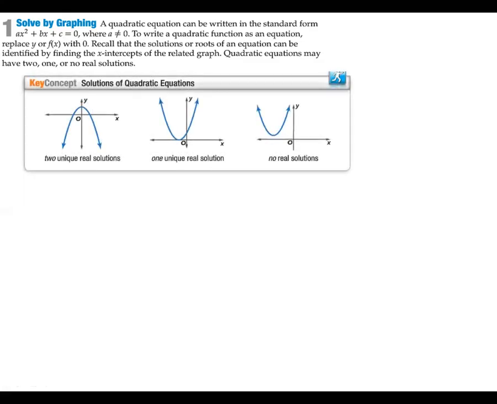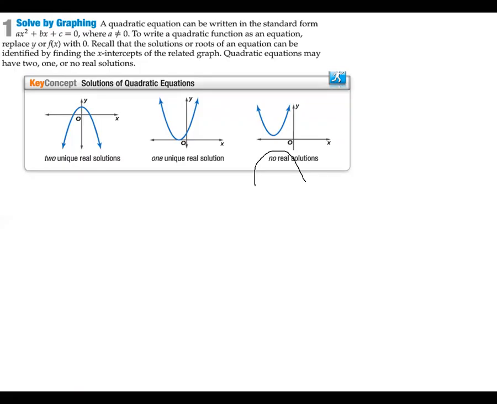So here are the different ways graphs could show up. It doesn't matter if it opens upward or downward. It matters where it crosses the x-axis. You could have two solutions if it crosses the x-axis in two spots. If the vertex is right on the x-axis, it's going to have one unique real solution. If the vertex is above the x-axis and it's opening upward, then it's not going to have any real solutions. Or if the vertex is below the x-axis and it's opening downward, it's not going to cross the x-axis. So there are no real solutions.